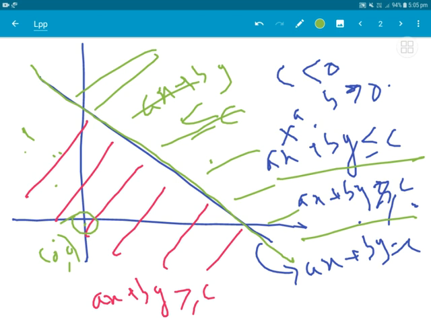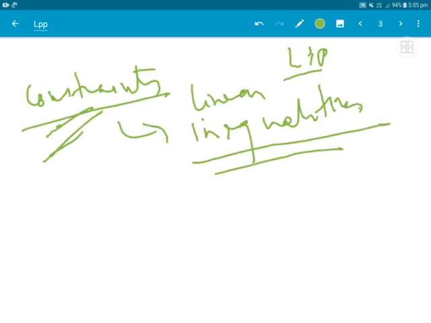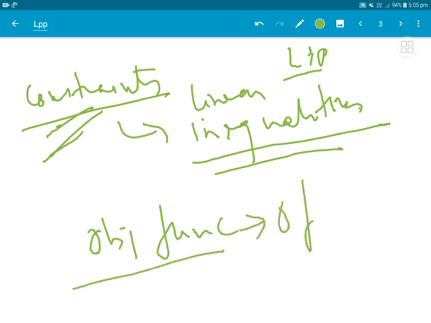Now we have the objective function in our hand and the constraints in the form of linear inequalities, and we know how to represent them geometrically. Then the next point is that suppose we are trying to optimize the objective function, either maximizing or minimizing it. But forget about the optimization for the time being.